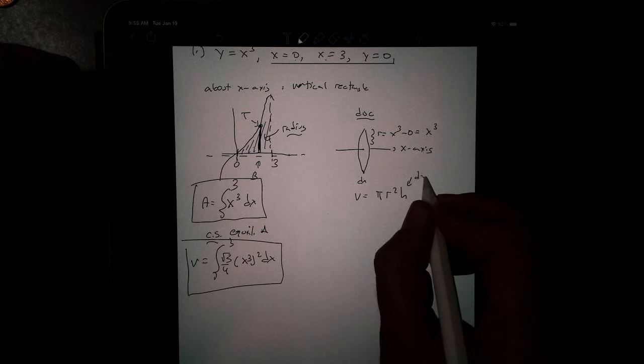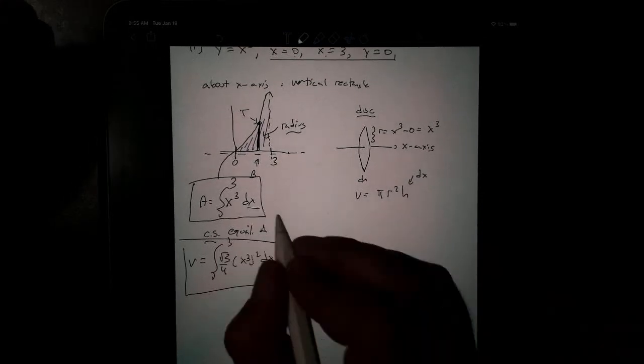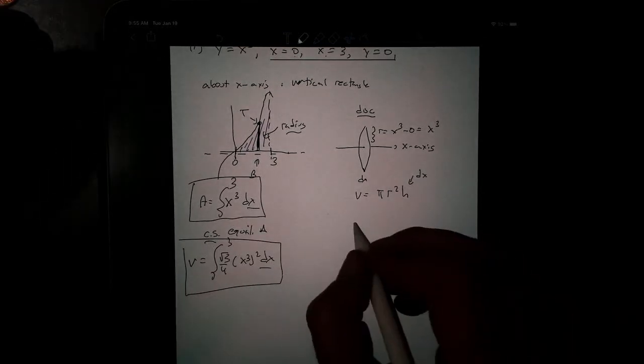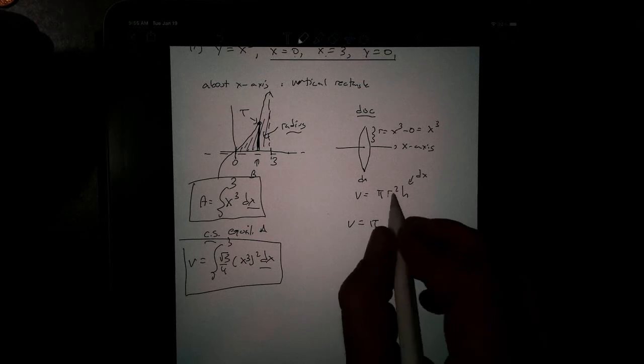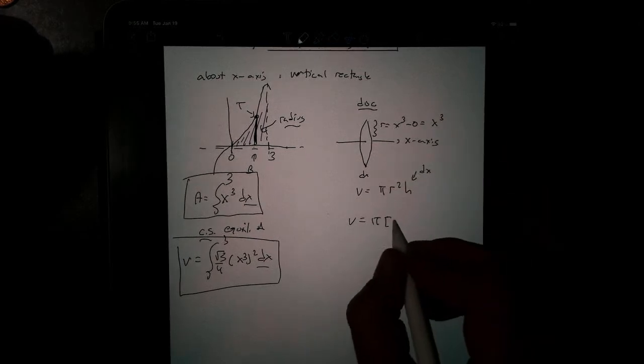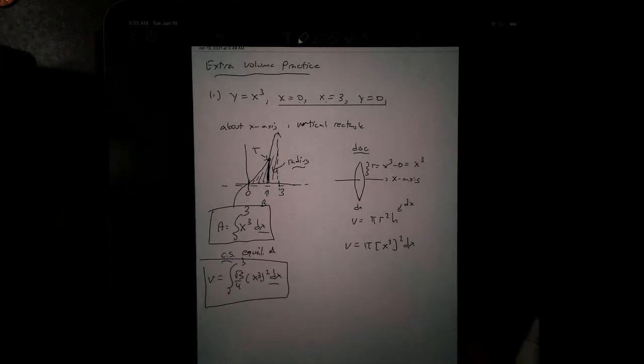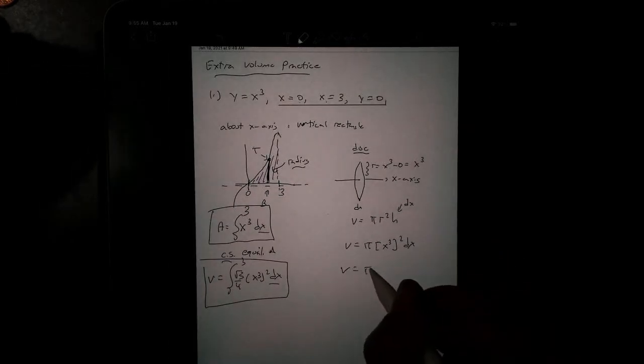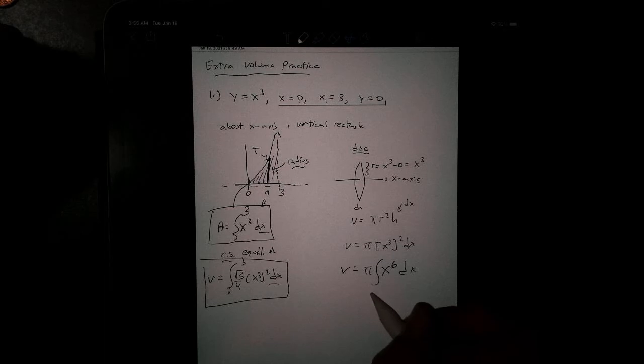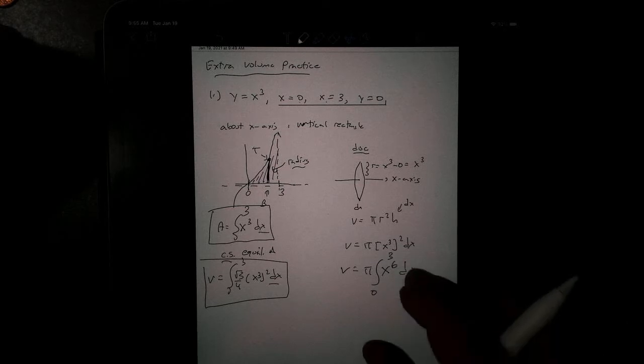Remember, dh, that's just dx. The same thing here, my h is dx. So my volume would be pi times my radius, which we just said was x cubed, squared, dx. And I can simplify that. We would get pi, and that becomes x to the 6 dx, and I can evaluate that from 0 to 3.